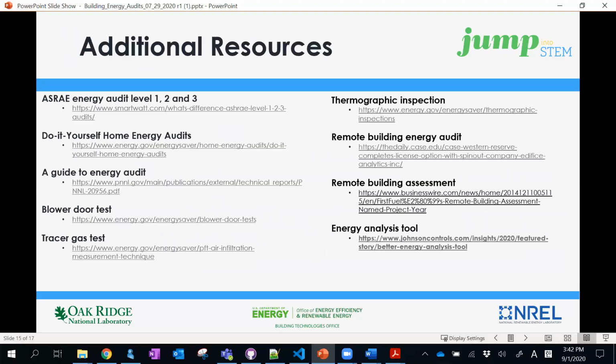Here are additional resources. These resources will help you to understand the general energy audit procedure and to develop innovative ideas for energy audits.